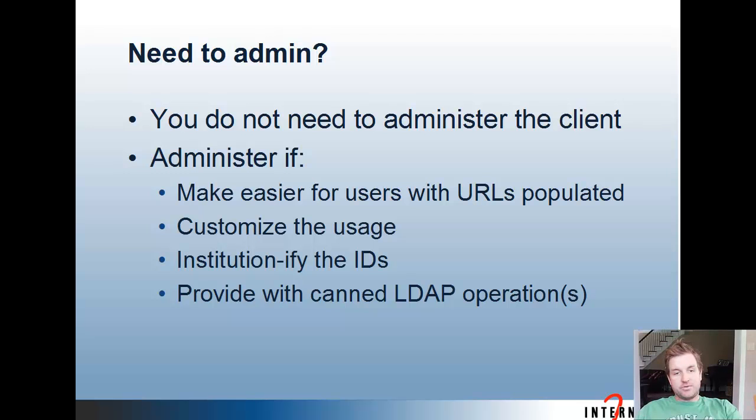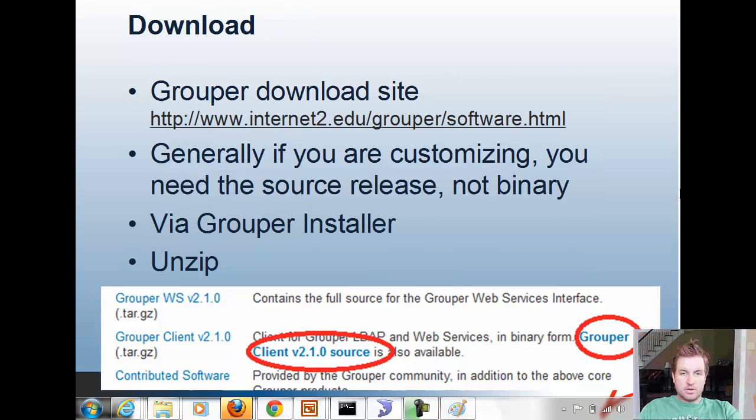You may want to administer it if you want to make it easier for users by putting the URLs in there so they won't have to look them up on your wiki or know what they are. You could customize the usage for specific things to your institution. And the ID is, if you call your IDs at your institution certain things, you can institutionify them so that when people use the grouper client, they could type those words in instead of subject ID or subject identifier, which most people might not really know what it means. And you can provide canned LDAP operations or Java operations.